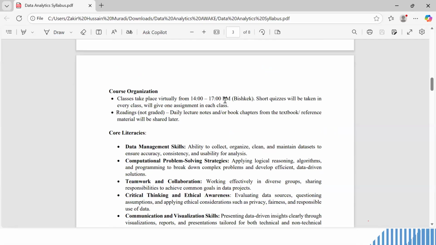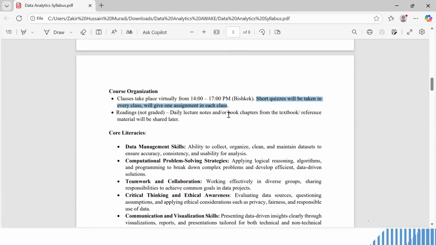So, as you can see, the course will be conducted from 2 to 5 Bishkek time, which will be 12:30 to 3:30, I think, for Afghanistan. And the good thing you should always keep in mind is that short quizzes will be taken in every class, and I will give one assignment in each class. So you will have about 8 lectures, and you should expect 8 quizzes, always at the end of the class.